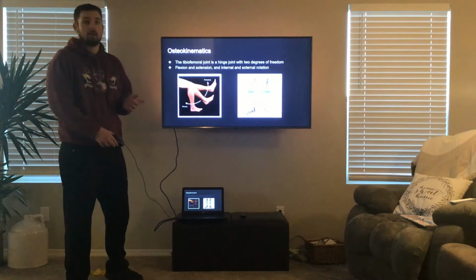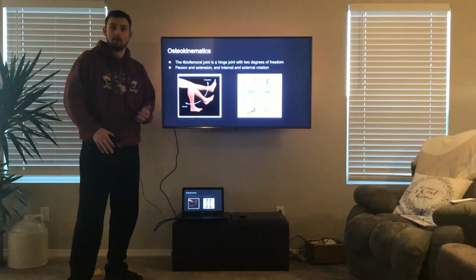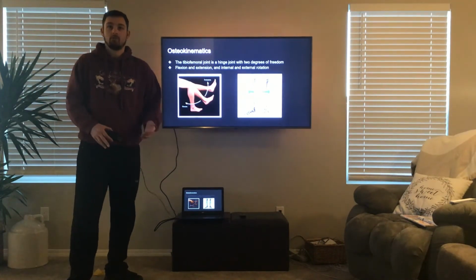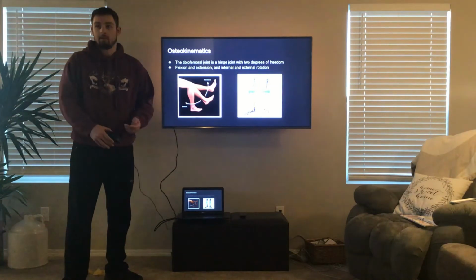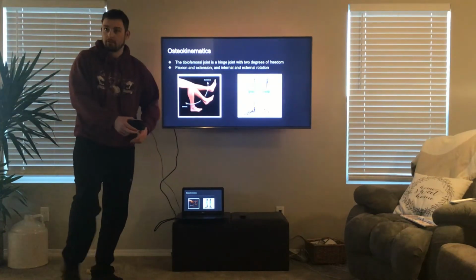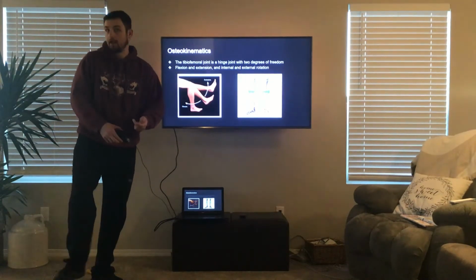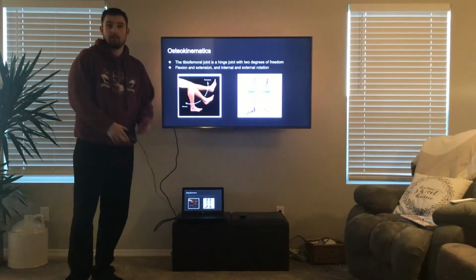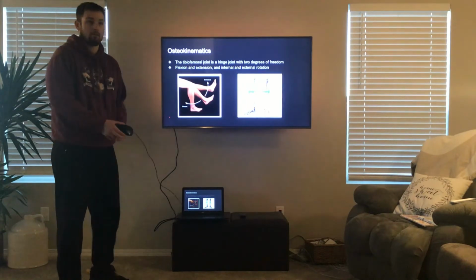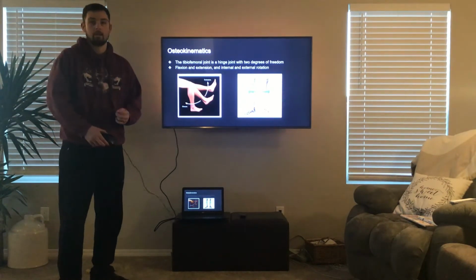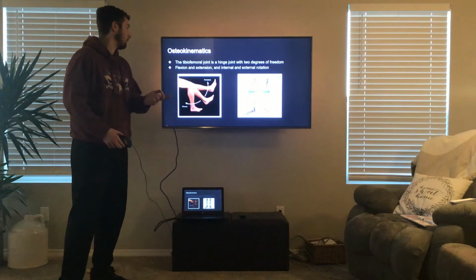The tibiofemoral joint is also a hinge joint, but it is important to note this is a modified hinge joint. Now what I mean by that is it not only allows flexion and extension, which is your typical hinge joint motions, but also rotation. So that means, again, it's a modified hinge joint, so 2 degrees of freedom, rather than your typical 1 for such joints.